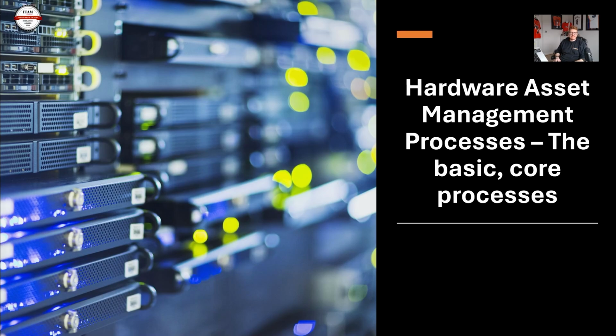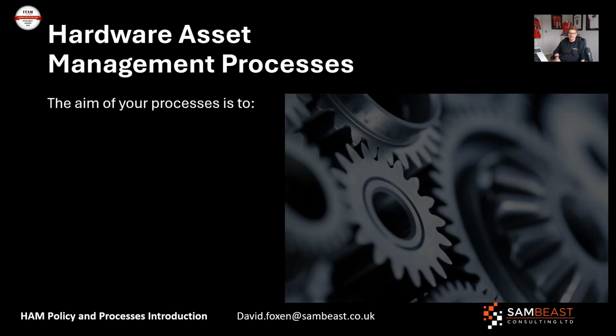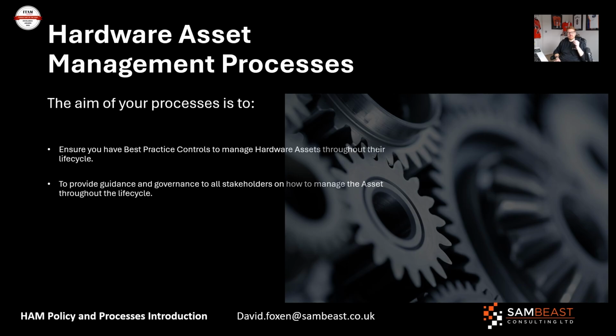So now let's look at some of the basic hardware asset management processes. These are really basic, really core, really standardized. They're not earth-shattering, groundbreaking stuff, but this is just to give you a bit of an idea of it. So let's first of all look at the aim of what we're trying to achieve here by implementing processes. We need to make sure we have best practice controls to manage hardware assets throughout their life cycle. We're trying to provide that guidance and governance to the stakeholders on how we're managing those assets. We need to have the controls and evidence that those controls are in place and working.